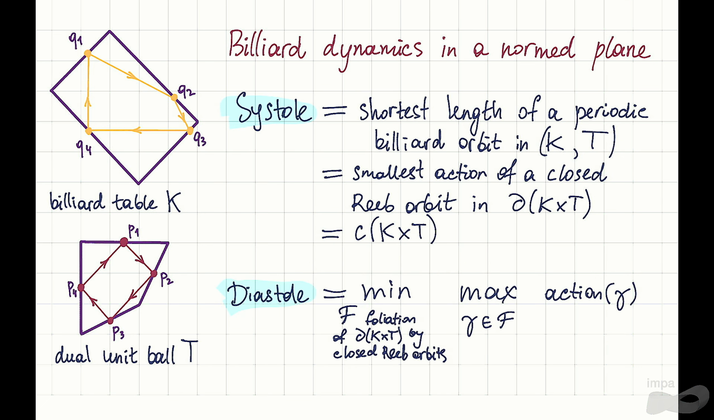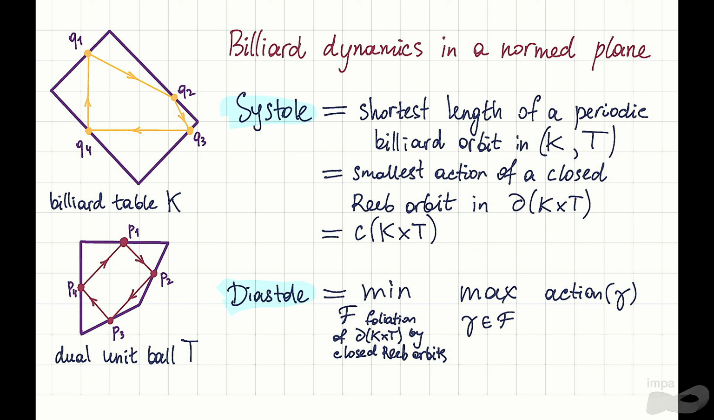So systole was the shortest length of a periodic billiard orbit, but in this particular peculiar example, it just happens that you can foliate your K and T in very nice ways. It just happens that no matter where you start, in which direction you shoot your billiard ball, it will close up always, almost always. So in this particular case, you can foliate the boundary of K times T with very nice closed orbits. I'm exaggerating a little bit, but not too much.